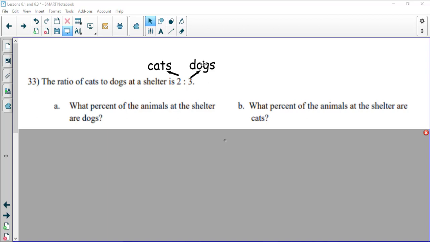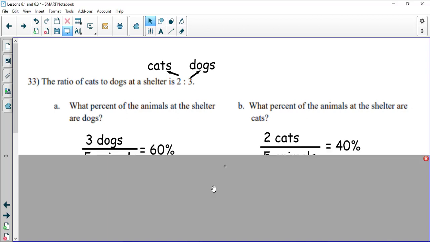So number 34 in your notes, I know it says 33 here, says the ratio of cats to dogs at a shelter is 2 to 3. Now you're going to notice some labels that I added in. The reason why I labeled the 2 as cats and the 3 as dogs is because of the order in which this is written. So cats to dogs is 2 to 3. What that means for us is that for every 2 cats, there are 3 dogs.